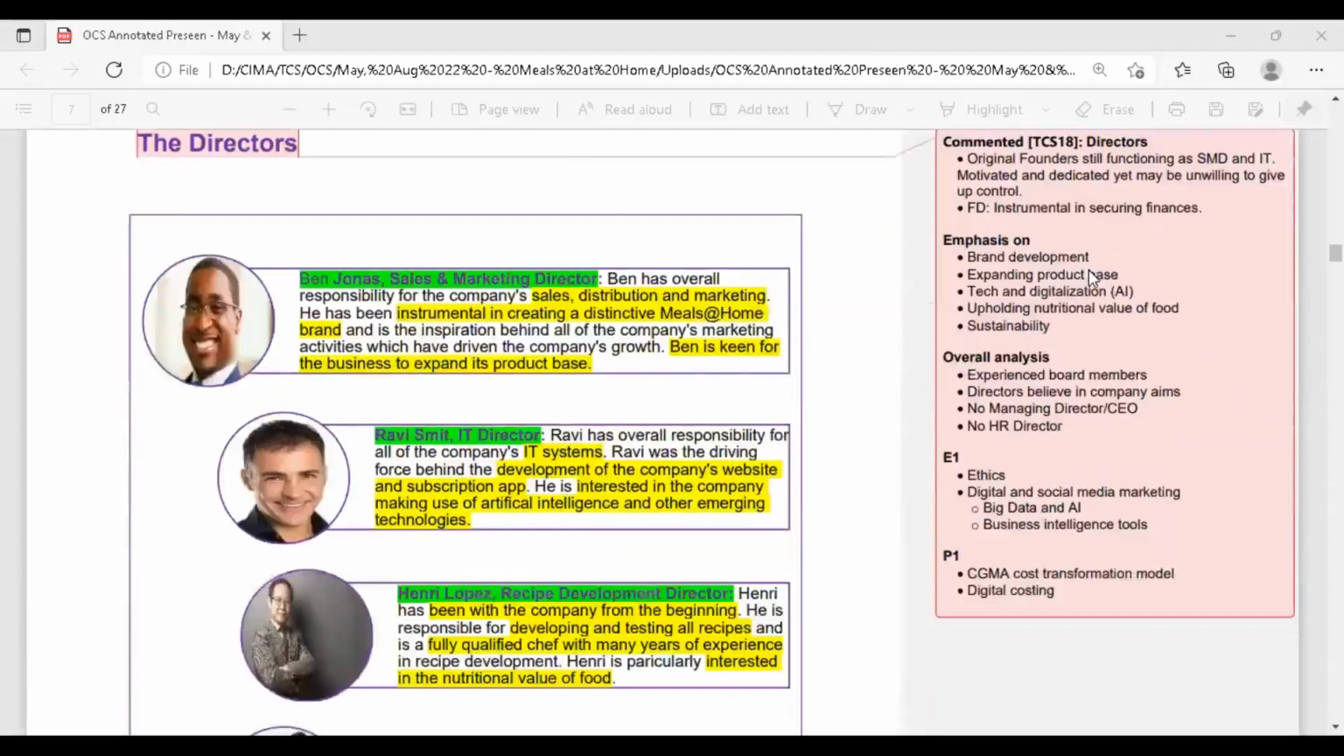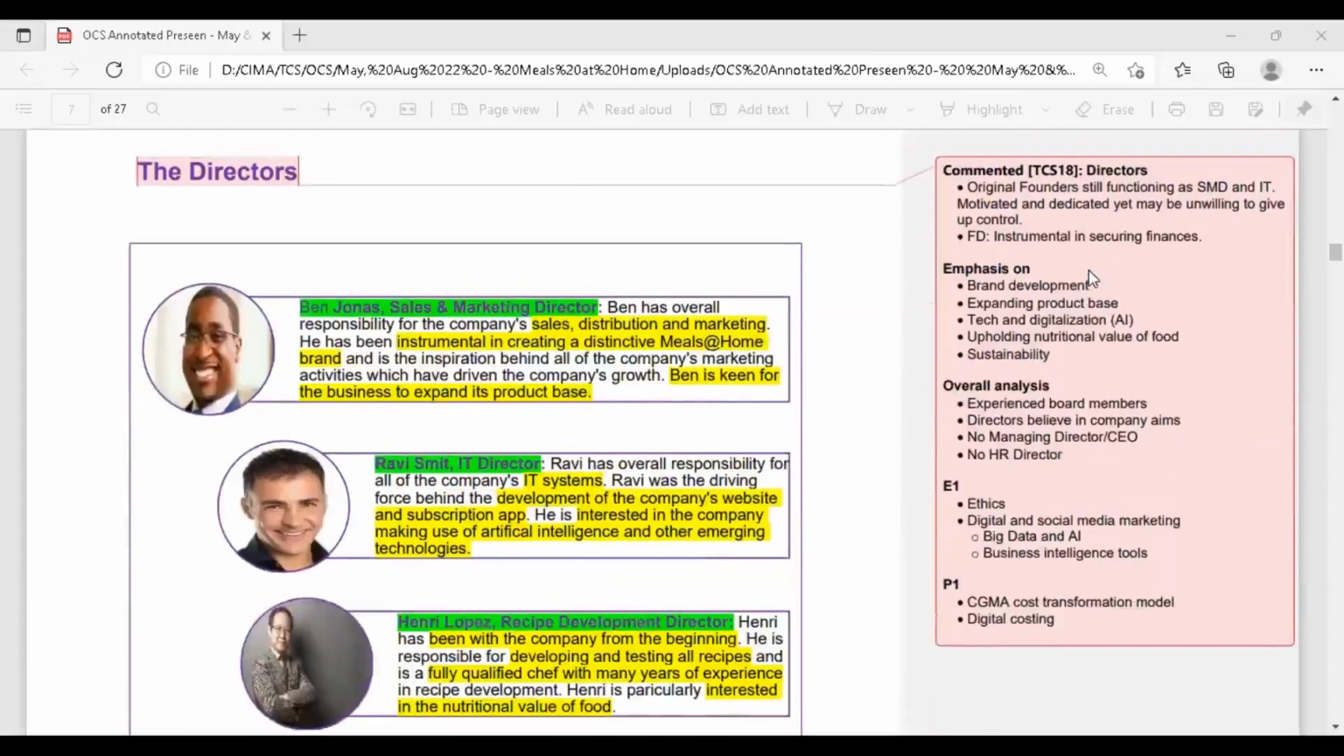Then let me take you through the directors of the company. Let's try to figure out what type of leadership is within the company. You get Ben Jonas, one of the founders, who founded the company in 2012. This guy is handling sales and marketing. And it's typical because Ben is from a marketing background.